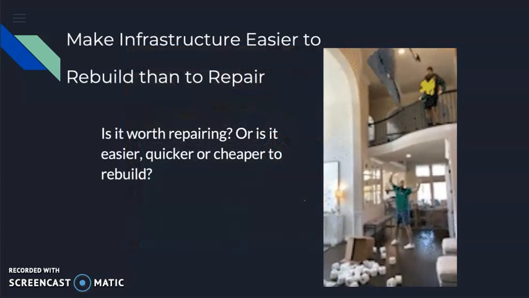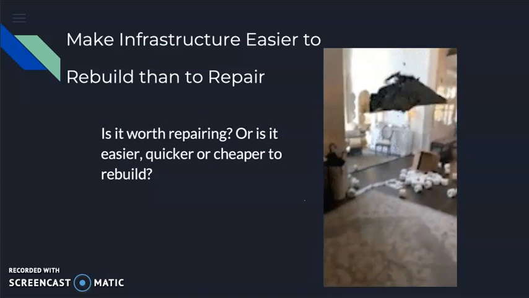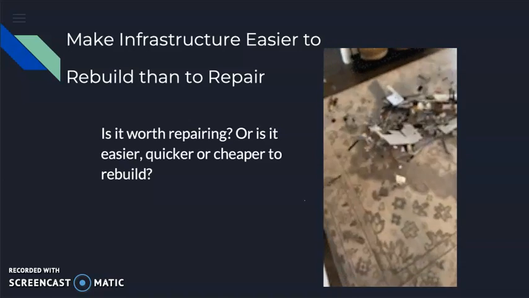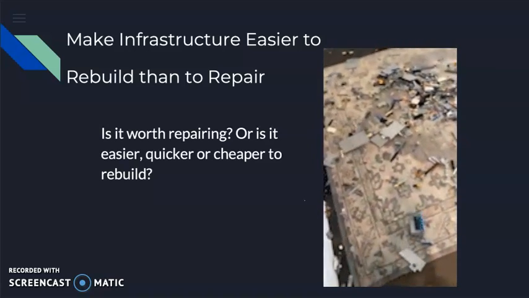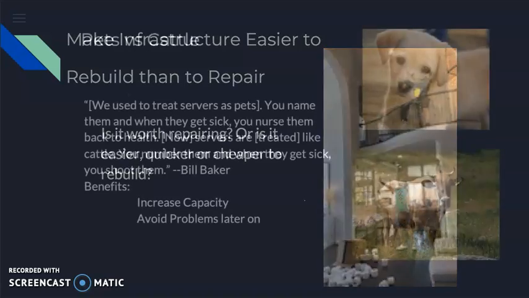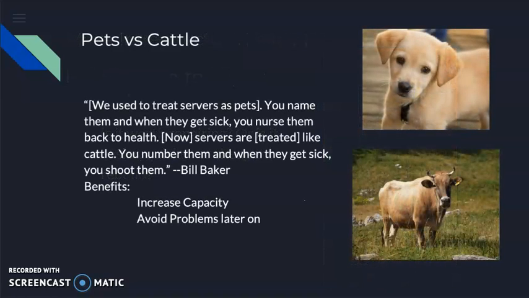Sometimes it's easier to rebuild something instead of repairing it. For example, when a Lego set is dropped off a table, breaking into many pieces, it's easier to rebuild the entire set rather than try to repair the damage. In the tech world, this concept is common practice. Bill Baker, an engineer from Microsoft, summed up this concept concisely. We used to treat servers as pets. You name them, and when they get sick, you nurse them back to health. Now servers are treated like cattle. You number them, and when they get sick, you shoot them.